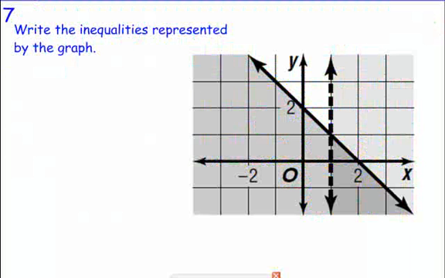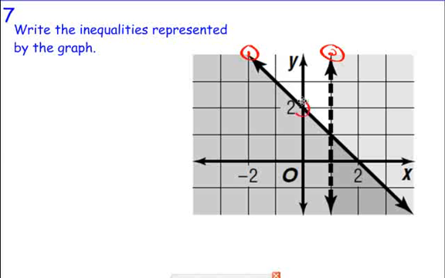The only other thing we're going to ask you to do is do this entire process backwards. So you want to write the inequalities represented by the graph. Well, I don't care which line we start with. We'll call this line 1 and this line 2. Line 1, just because we made it number 1, we'll do that one first.